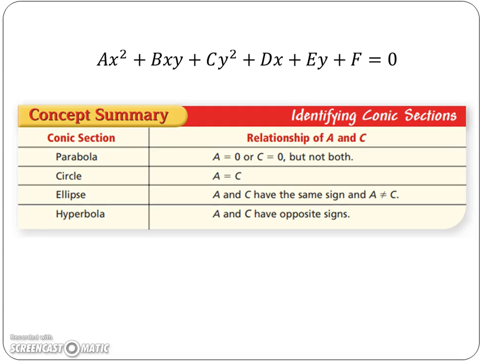Circle happens when a equals c, and then ellipse happens when a and c have the same sign, both positive or both negative, but they're not equal because it's not a circle. And then hyperbola is if a and c have opposite signs.